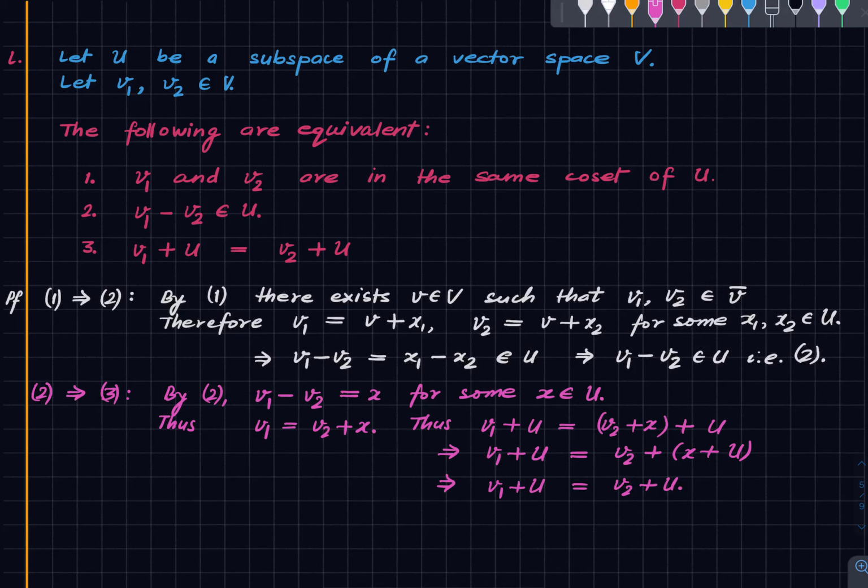Okay. Now, what about 3 implies 1? That is the easiest one. So v1 plus U is equal to v2 plus U, but v1 lies here and v2 lies here. These two cosets are the same. So v1 and v2 lie in the same coset of U. That's it. There's nothing to do here. So these three things are equivalent. It's good to remember this.